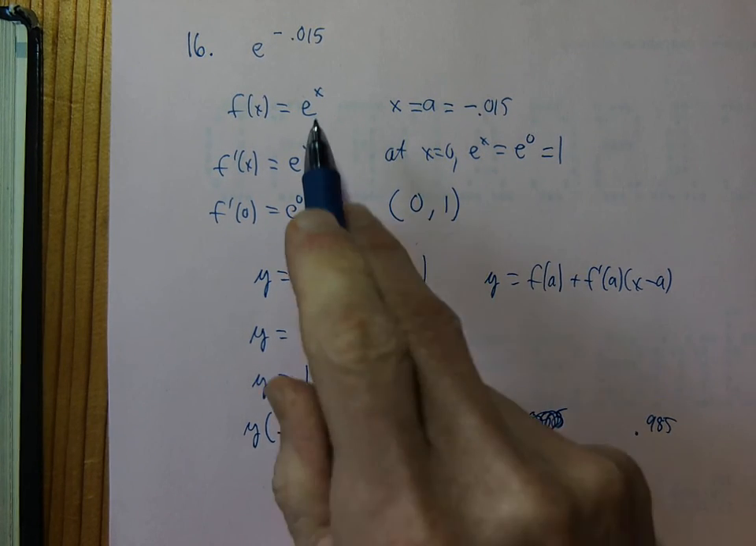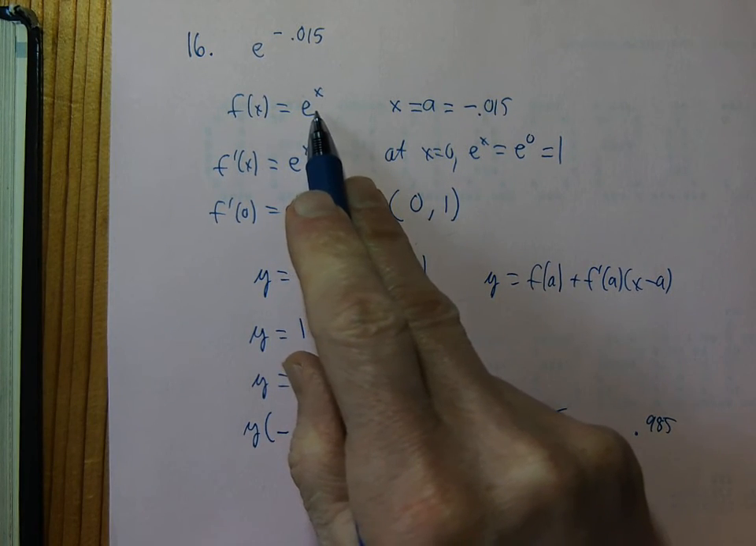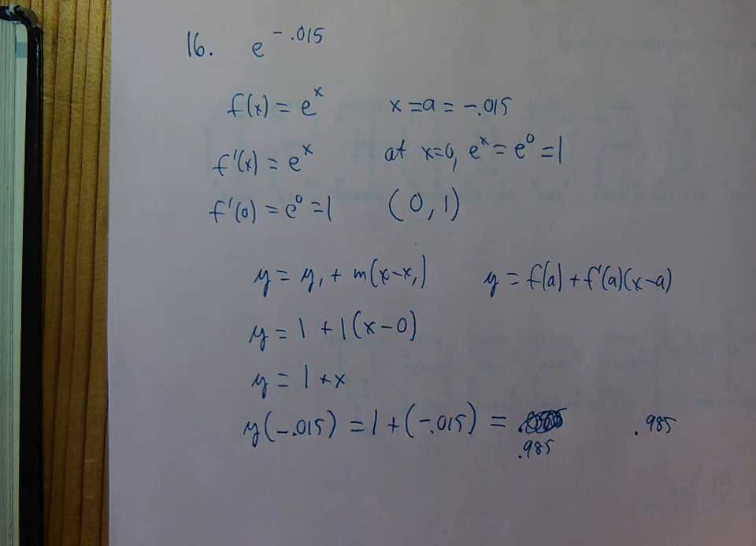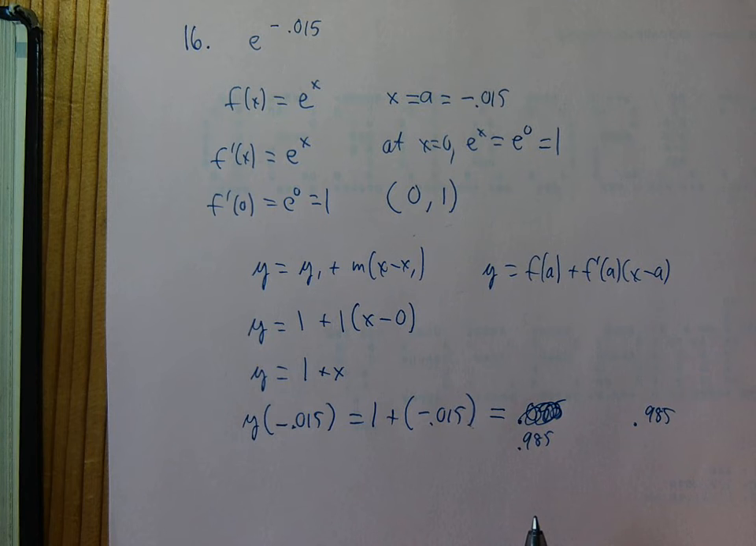So the idea is we approximated e to the x at x equals 0, and then we can get an approximate answer, which is pretty darn good. That's really close to the right answer. Okay, so that's how you do these.